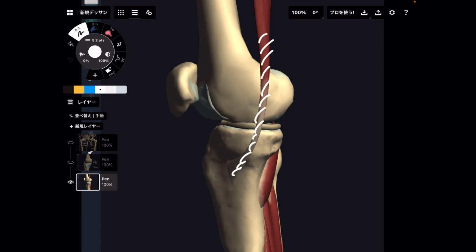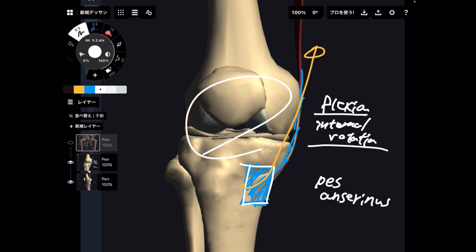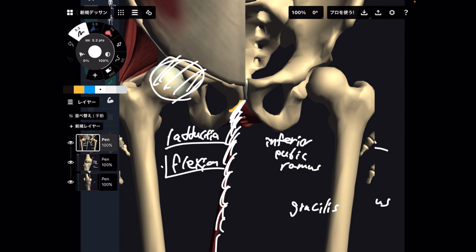This is gracilis. When this muscle contracts, when this muscle pulls the bone this way, of course, that's flexion. And this is on the medial part, the inside. When this muscle contracts this way, that brings the tibia, the knee joint, to internal rotation. Simple, right? Two functions for the knee: flexion and internal rotation. Let me review functions for the hip. That's adduction and flexion.